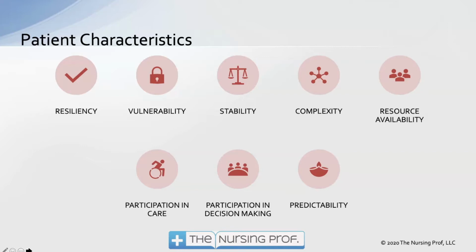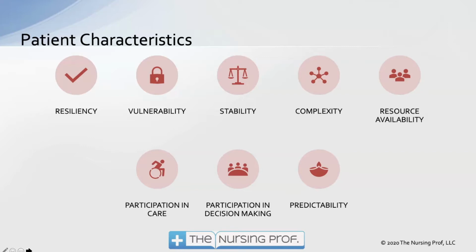So let's take a look at the patient characteristics first and talk about what this means. Now, obviously, you probably have a definition of all of these things in your head, but let's talk about what AACN says about each one of these characteristics. So first of all, resiliency. This is the patient's ability to bounce back, to come back from whatever it is that they have. Your patient in your ICU, very sick patient, multiple medical problems, etc. How resilient is that patient?